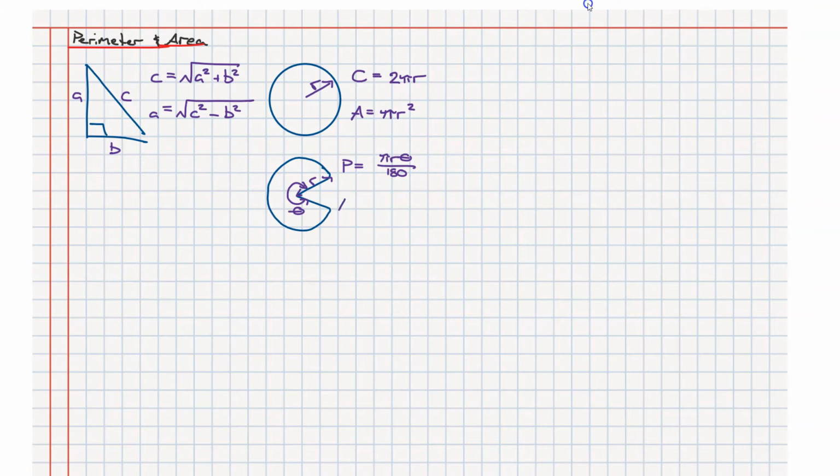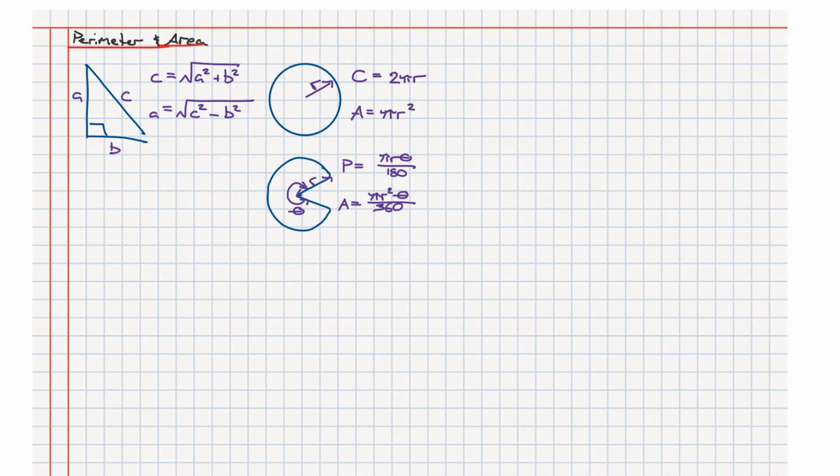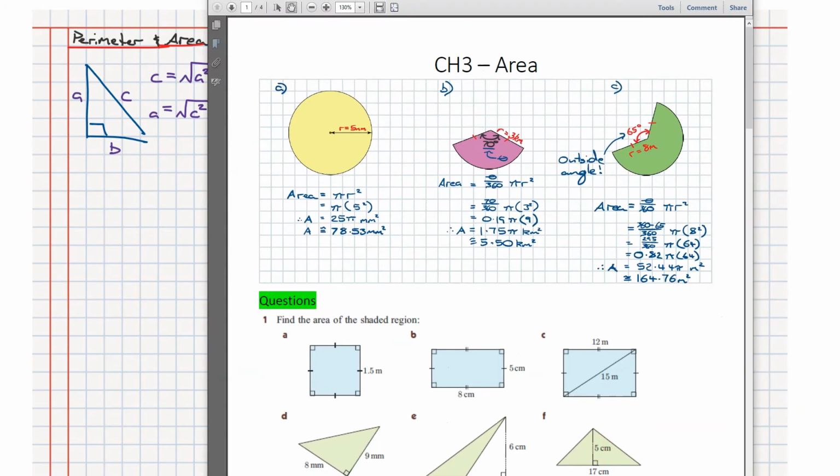And the area, of course, is going to be pi r squared, whoops, theta. And again, if you want to look for where this came from, then go back and have a look at the worksheet. So this one, or you could look at the area worksheet here.